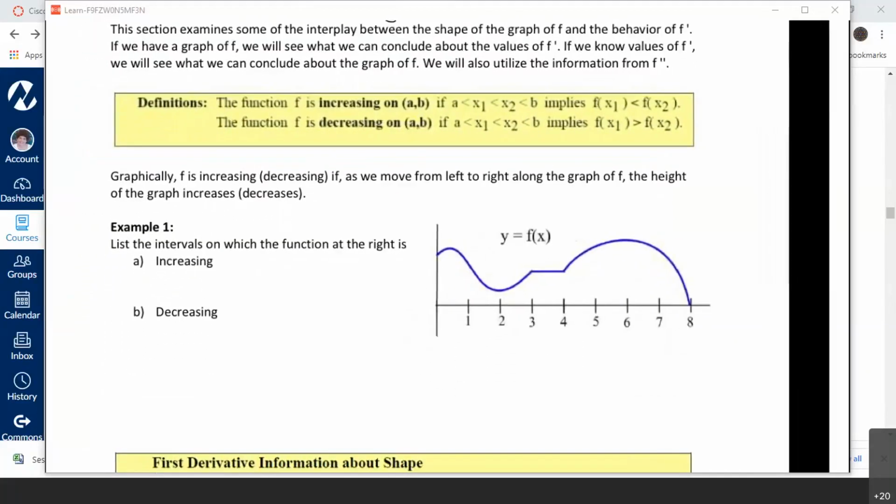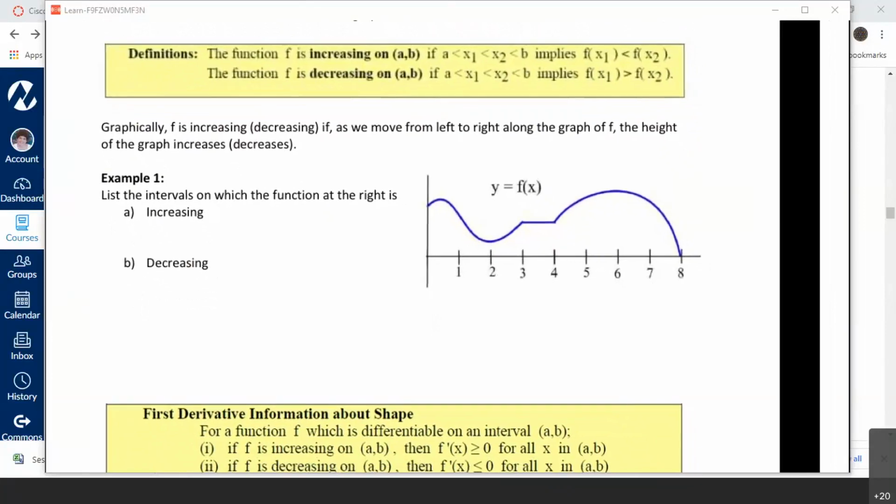The trick to increasing and decreasing is to always read your x values from left to right on the number line. Don't go backwards. Here's an intuitive graphical idea: if the function f is increasing, as you move from left to right, the height of the graph is increasing. In other words, x and y move in the same direction. So here we've got increasing and decreasing.